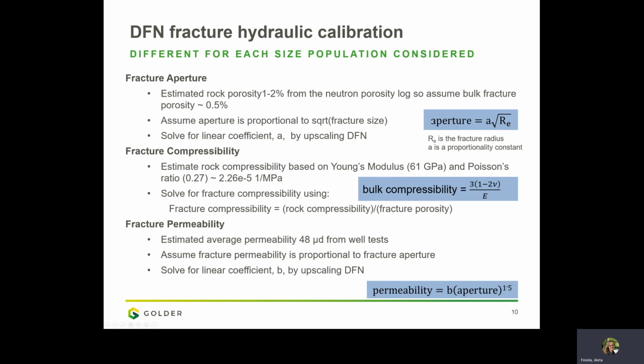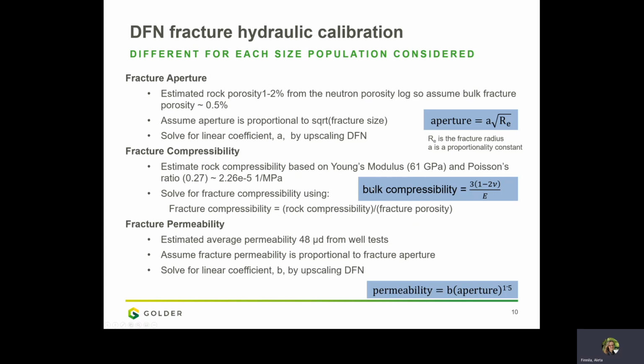So we assume a relationship between aperture and fracture size, one saying that aperture is proportional to the square root of fracture size in this case. We're thinking about a hydraulic aperture, the aperture available for fluid to flow through. Then we can solve for this coefficient A. It's an iterative process. We assign some apertures based on this relationship, assuming a particular proportionality constant A. We upscale the DFN to solve for the fracture porosity in the bulk rock given that assumption, and then correct the proportionality constant A until we have a match between the apertures we've assigned to those fractures and the upscaled bulk porosity.